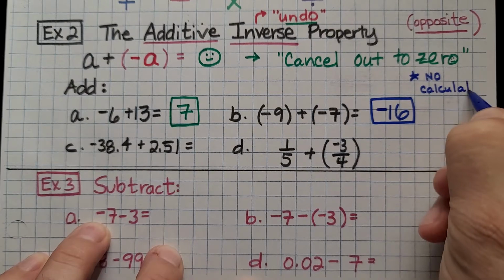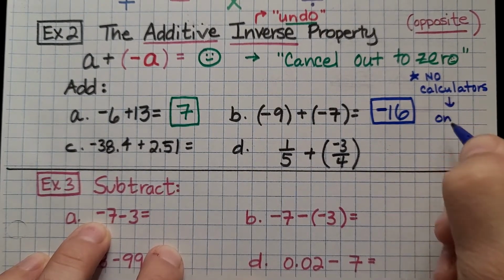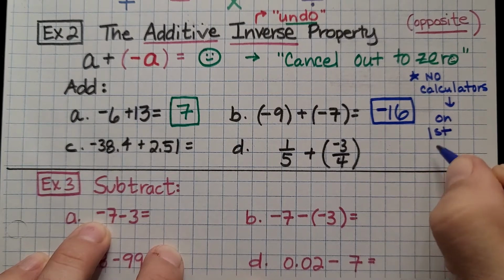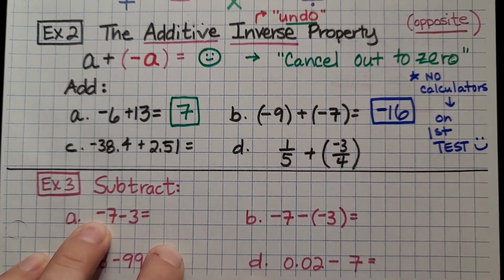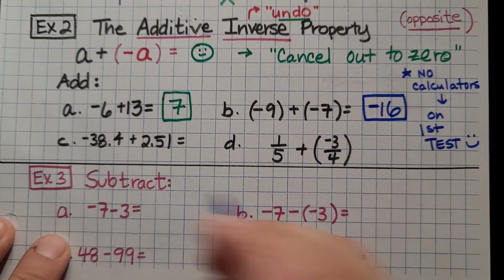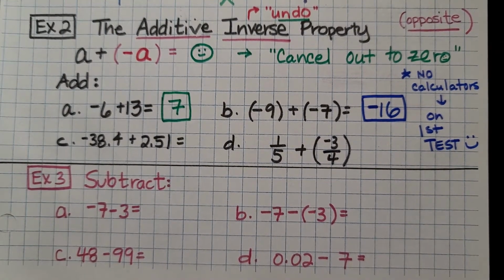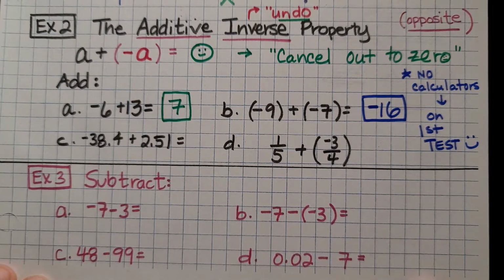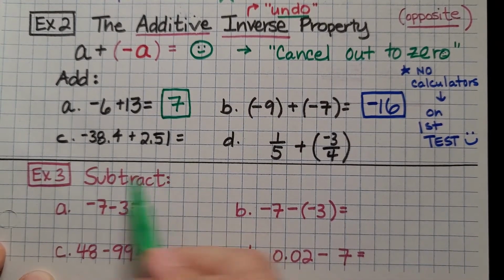No calculators on your first test. Little smiley face there. I have made sure that the operations and numbers are pretty basic and straightforward, so we want to make sure that you're not just punching this into a calculator. Can you actually do this without the aid of a calculator? Do you have the brain power to know what to do with these numbers?